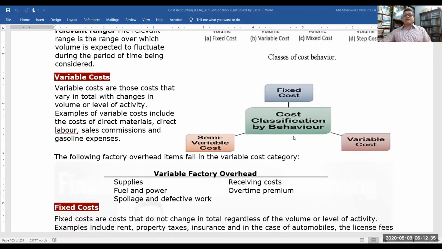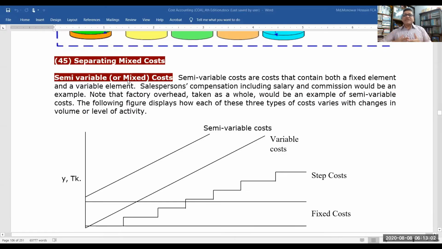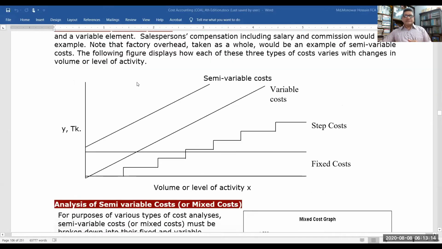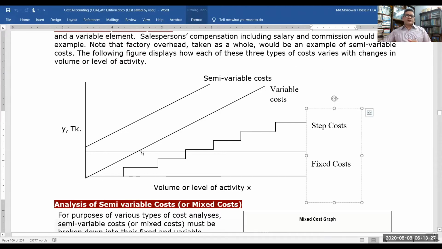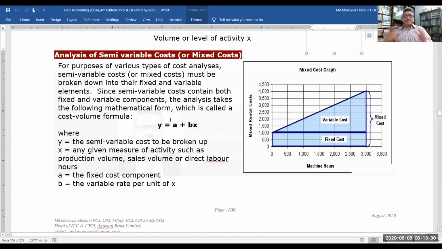Cost classification by behavior has three types: fixed cost, variable cost, and semi-variable cost. Separating mixed cost: semi-variable cost contains both a fixed element and a variable element. If you see here, this line is fixed cost, this is the semi-variable line, this is variable cost, and this is the step cost. So we have to analyze or segregate fixed cost and variable cost separately from the mixed cost.